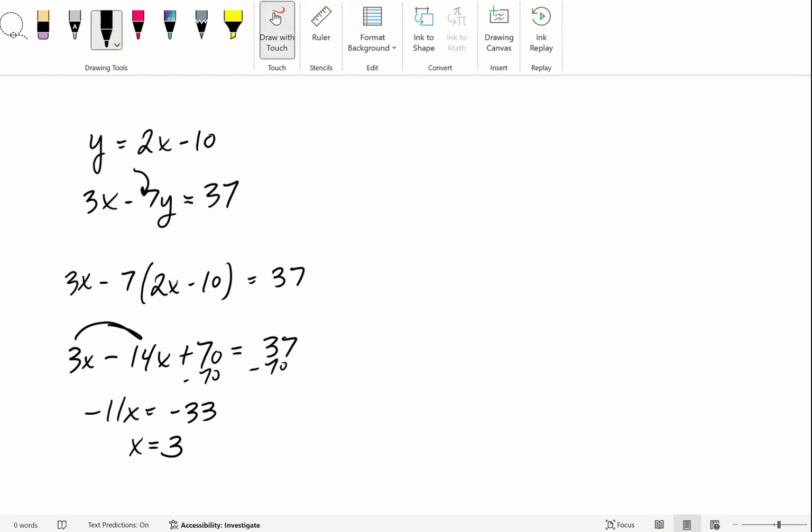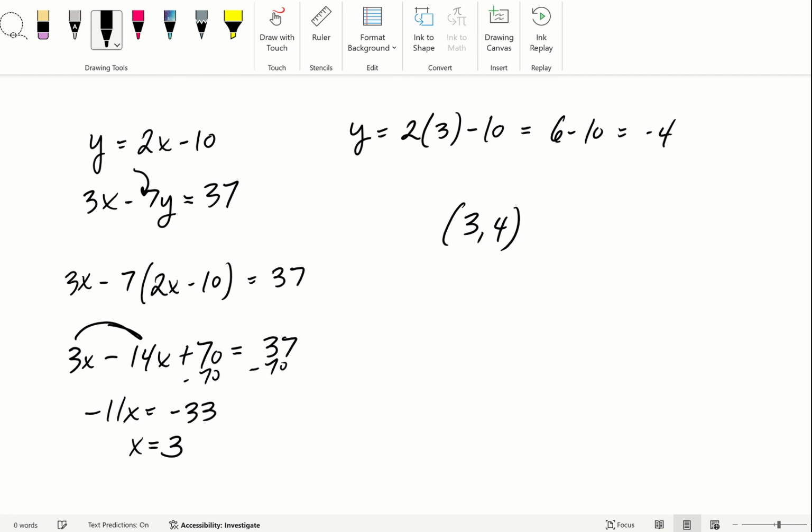Okay, what I can do is I can take this x value and I can plug it in to this y equals equation to find out what y is. So I can take y equals 2 times 3 minus 10. So that's 6 minus 10, which is equal to negative 4. So my answer is the point (3, negative 4).